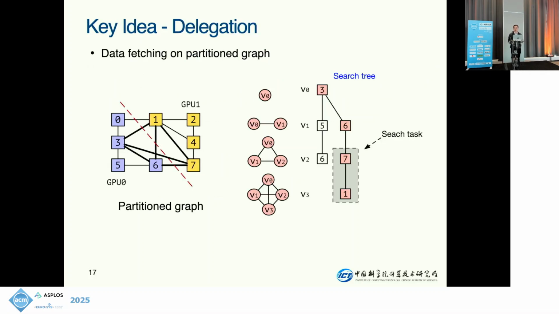Before we introduce our approach, let's look at the subgraph matching example again. We partition this data graph into two parts and put them on two GPUs. Now we need to match pattern vertex 2 and vertex 3. In this case, the search task is to obtain vertices 7 and 1.